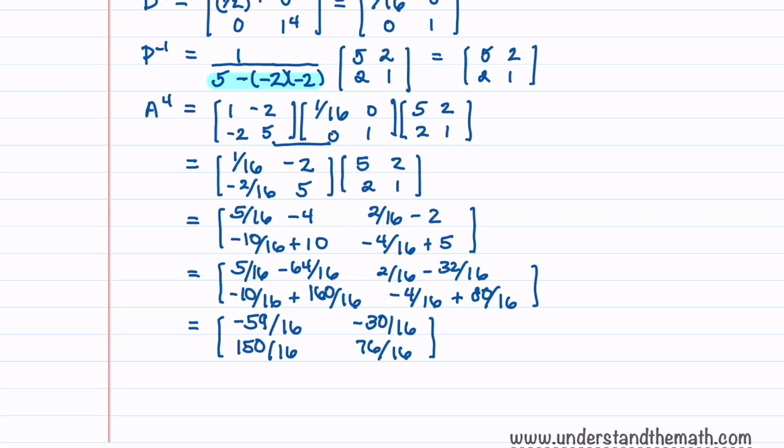Now, you may be able to go ahead and leave your answer like that, but I always like my students to reduce the fractions as much as they can. So if we do that, the minus 59 over 16 can't be reduced, so that stays. The minus 30 over 16 can be reduced to minus 15 over 8. Our 150 over 16 can be reduced to 75 over 8. And in the lower right, we can reduce that all the way down to 19 over 4. This answer that we got is just our matrix A raised to the 4th power.